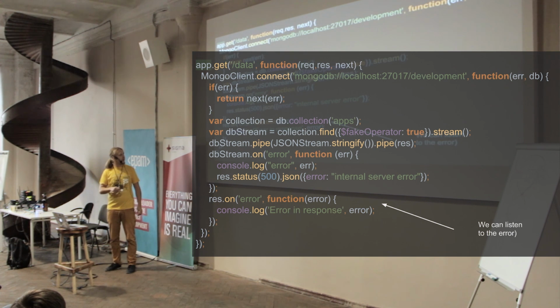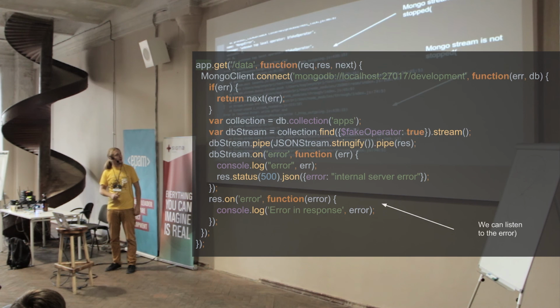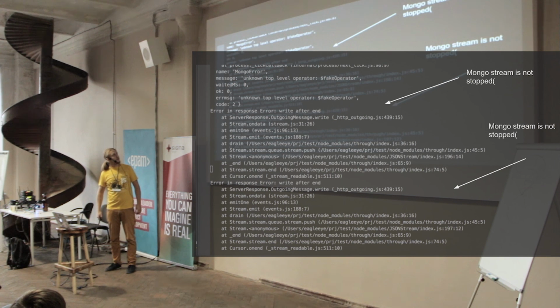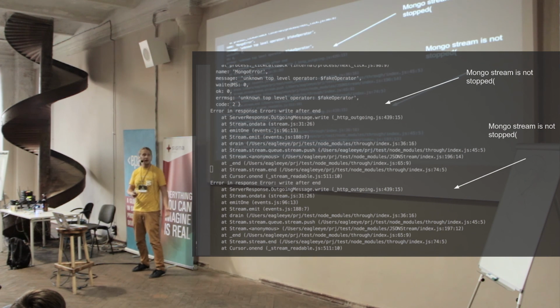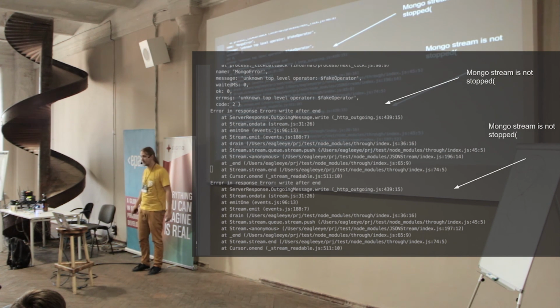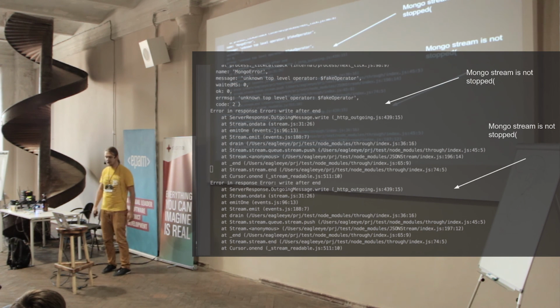Let's try to see what will happen. In this case, we can see that after we sent 500, our stream was trying to send data a few more times. So how did that happen? Our Mongo readable stream didn't get destroyed. It didn't stop working, so it was continuing to send something. I don't even know what, but it was trying to send something after we sent a response to our client. So that's also not good.